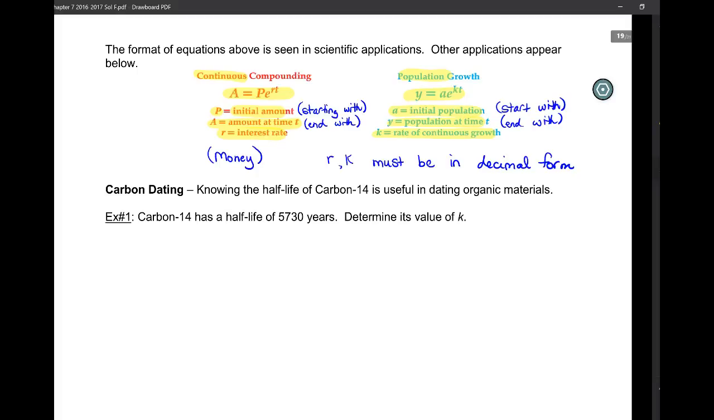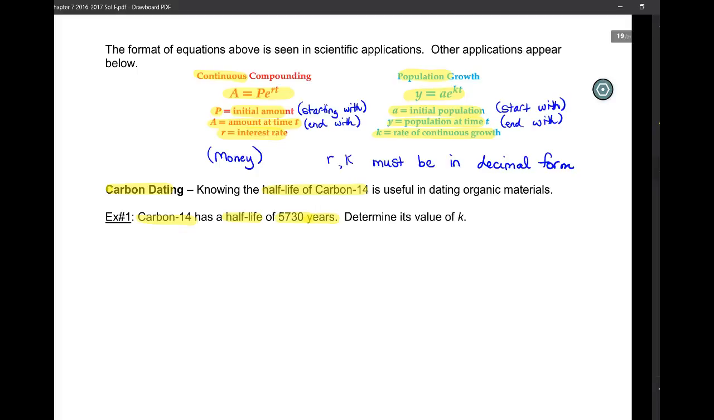So carbon-14 has a half-life, and it says right here, carbon-14 has a half-life of 5,730 years. What that means is, let's say you start with 100 grams of carbon. After 5,730 years, how much do you think you have? If you have 100 grams and the half-life, 50. You end up with 50. So it takes 5,730 years for the amount of carbon to be cut in half.